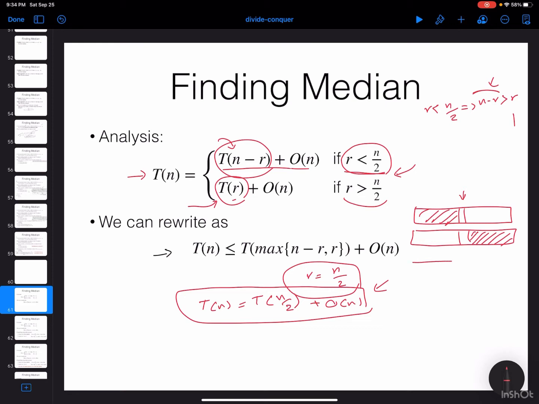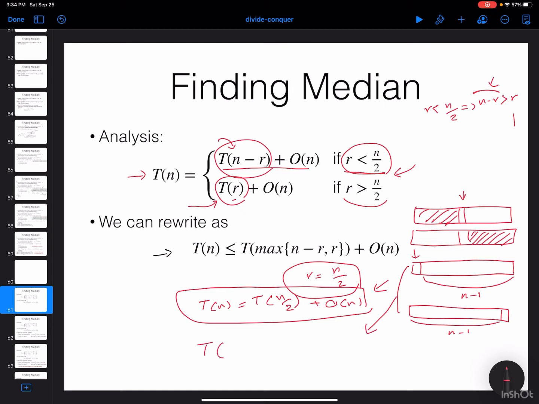What if the pivot value that I choose is something either very small or very big? In that case, for example, if the pivot is here, then the problem that you need to solve is going to be as big as this part. So that's going to be a problem of size n minus 1. Or if you choose a pivot which is very big, the problem that remains to solve is again of size n minus 1, right? These two cases are going to cause a time function with this formula, T of n minus 1 plus O of n.